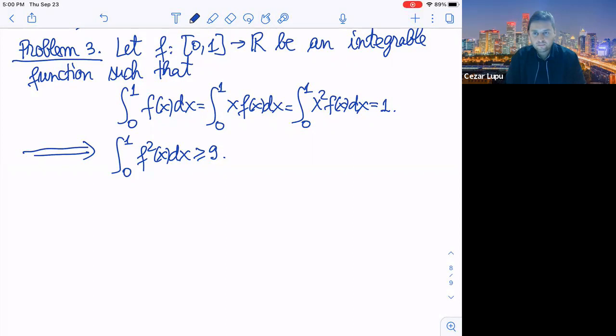Well, pretty much this has the same idea. In fact, I'll show you 2 solutions. Both of them will be in the same spirit as the other problem that I discussed in the lecture. So let's see solution 1.